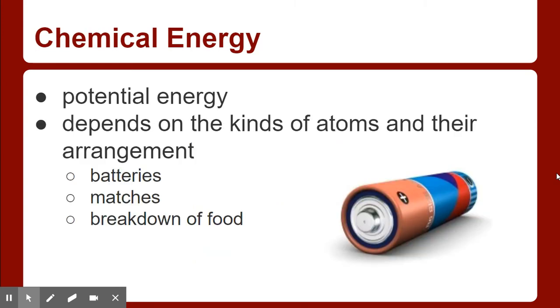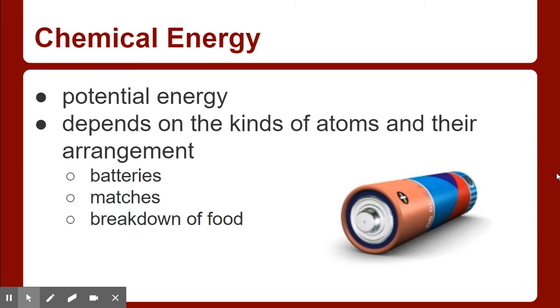Chemical energy, on the other hand, is potential energy. It's not kinetic. And that chemical energy has been stored to be used later. Some examples might include batteries, which have stored electrical energy. One section of the battery has a stored positive charge. Another section has a stored negative charge, and that negative charge will flow through the device that's powered by the batteries.